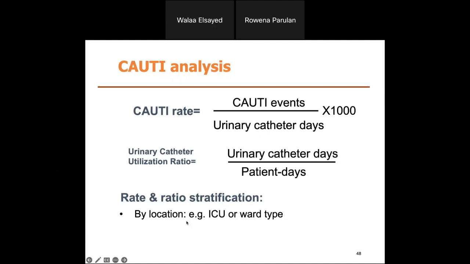You can, for sure, stratify the rates and the ratio by location inside your hospital in whatever way you want. For example, for the ICU, the medical surgical ICU, the step down, the surgical ICU, the medical ICUs, whatever you want to do.